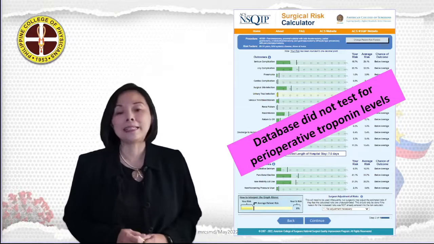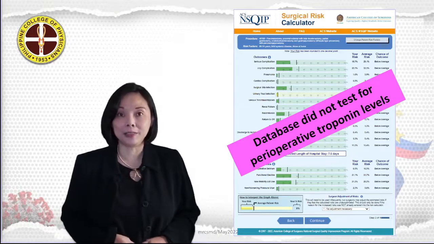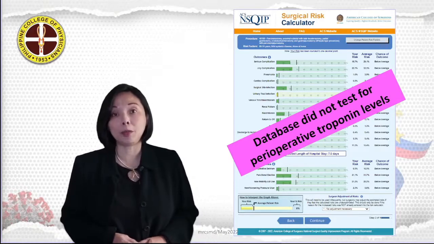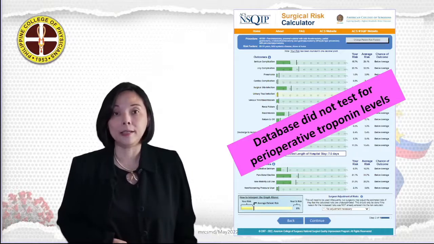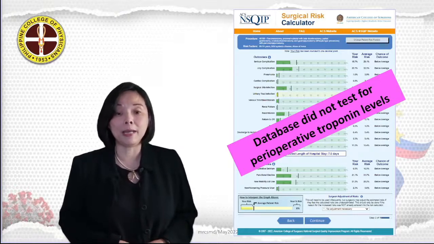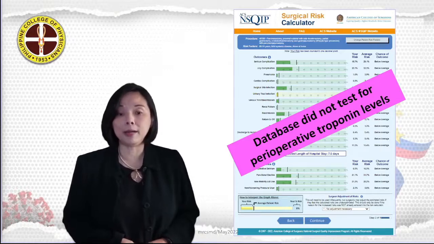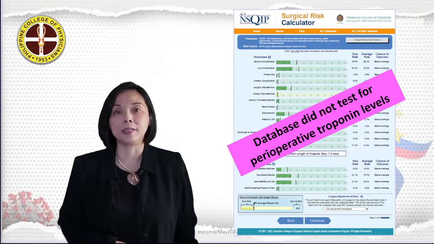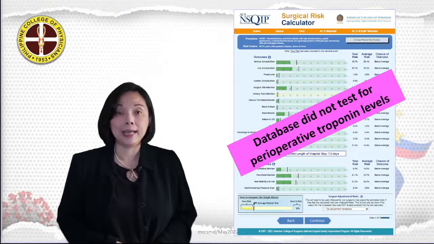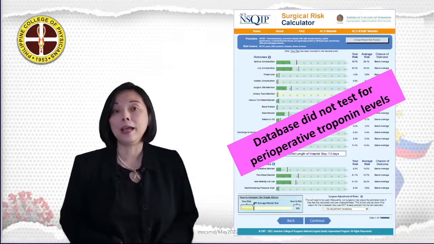However, the ACS NSQIP risk index has a high probability of underestimating cardiac risk because patients did not undergo systematic measurement of perioperative troponin levels in these studies. Without cardiac biomarker screening, more than half of all perioperative MIs go undetected. And this is the likely explanation for the low number of perioperative MIs in the studies that developed this particular risk index. Moreover, the ACS NSQIP risk index has not been externally validated in a study that has systematically monitored troponin measurements after cardiac surgery.